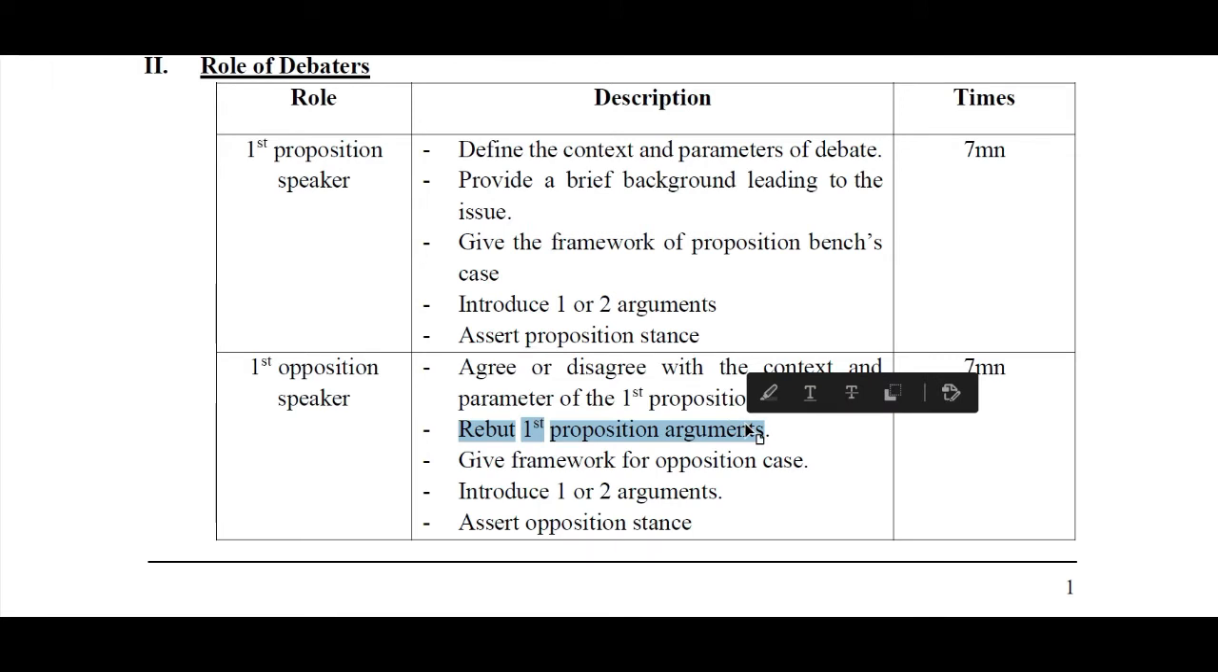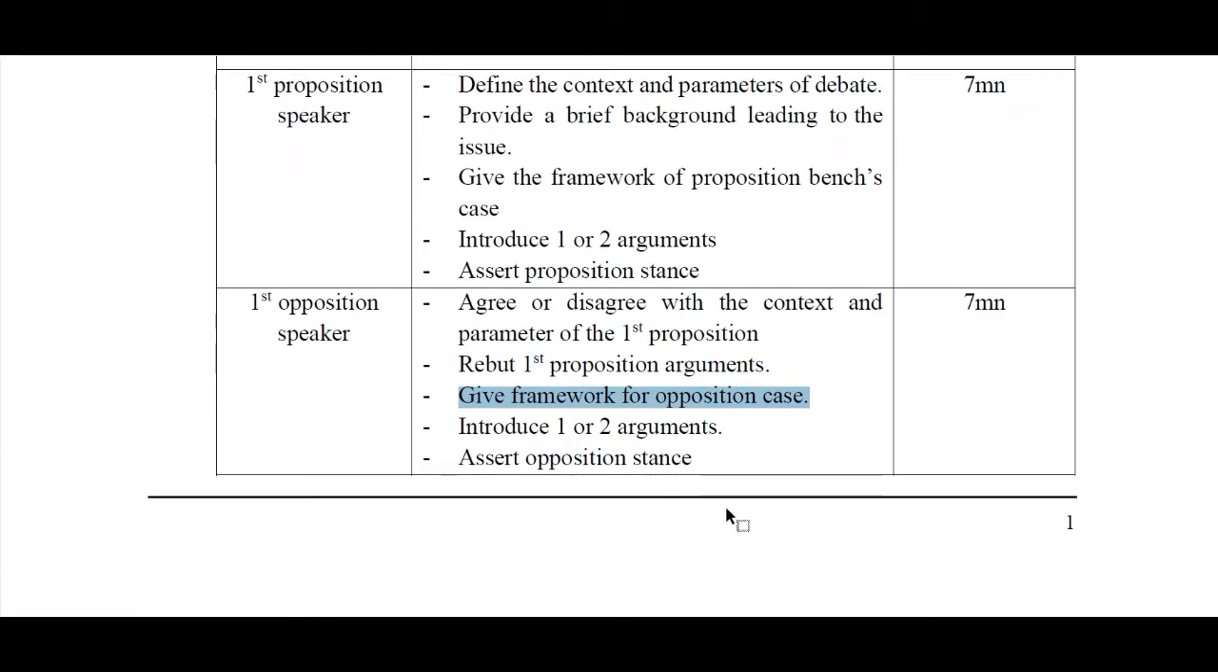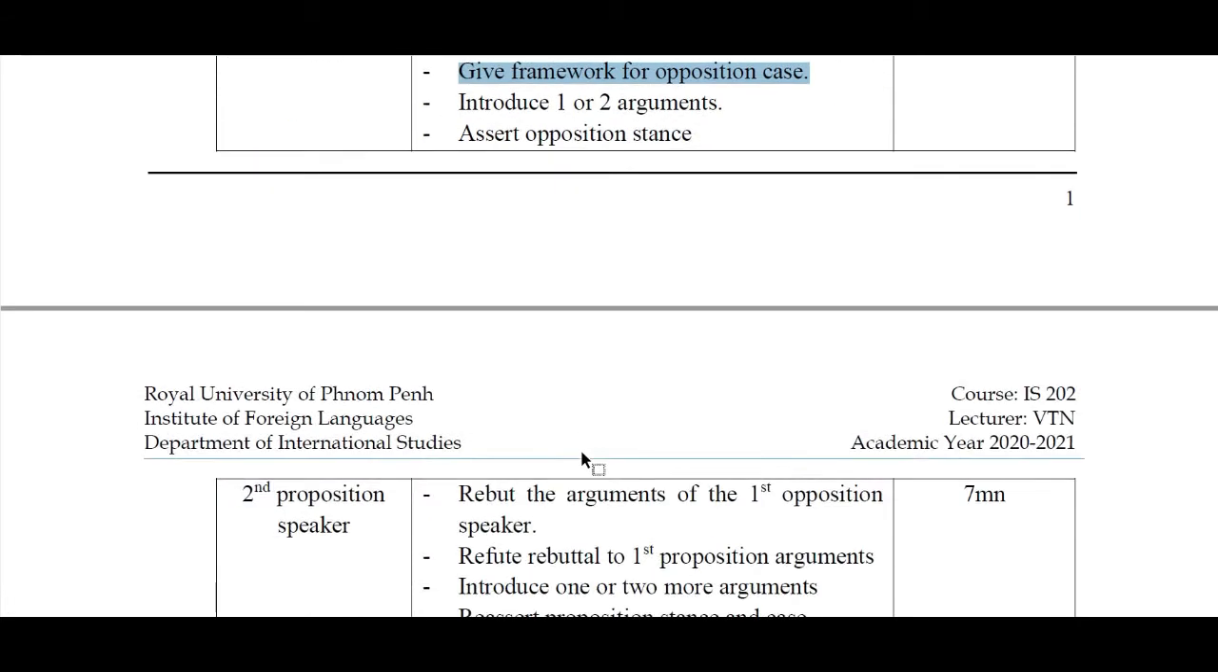And after that, the first speaker of the opposition will start to rebut the proposition argument. Think of what they have mentioned. What are their weaknesses? What are the problems that you can raise and point out? After you rebut the first proposition arguments, you will give your own framework, your own outline of the whole argument. And after that, you do the same thing by introducing one or two arguments from your side and try to insert your own stamp.